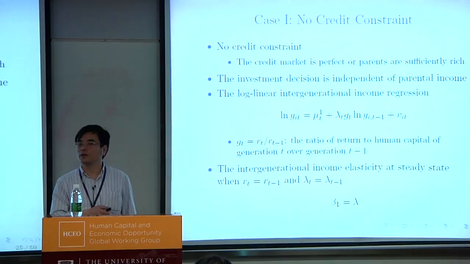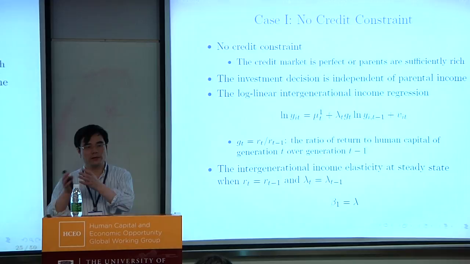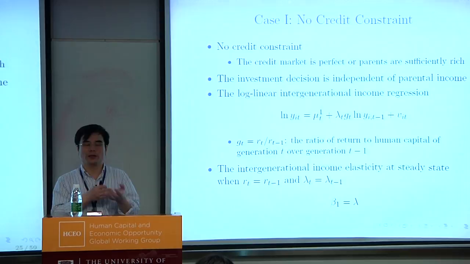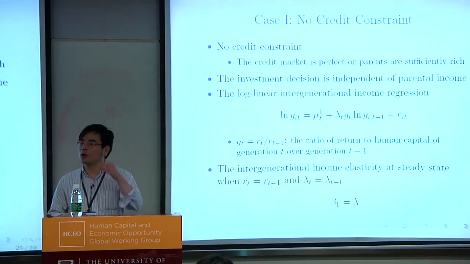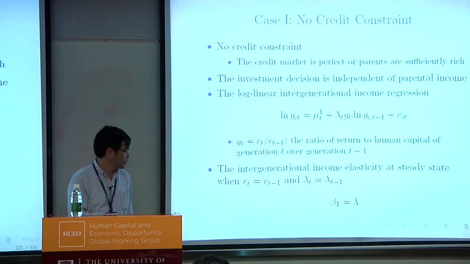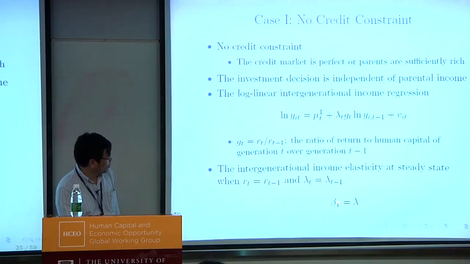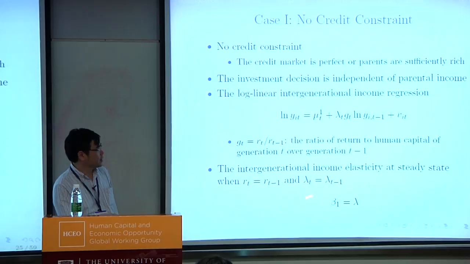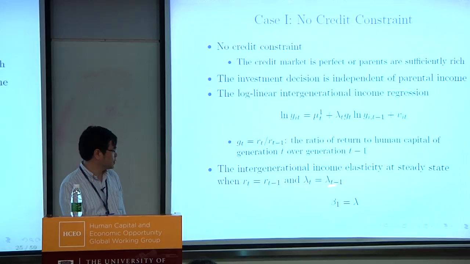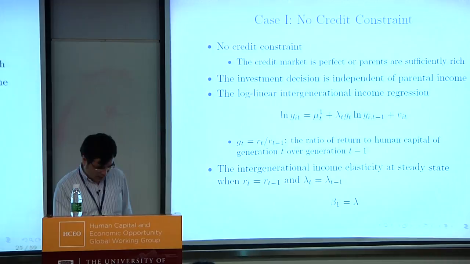The higher this coefficient means the higher the association between parental income and child income, or parental education and children's education, which means the higher the return to schooling, the lower will be intergenerational mobility. So it comes out very straightforward. And in steady state, you set R T equal to R T minus 1, lambda T equal to lambda T minus 1, then this G will be equal to 1, and beta will be simply equal to lambda. So in steady state, the intergenerational income elasticity will be simply the genetic transmission parameter in this simple model.